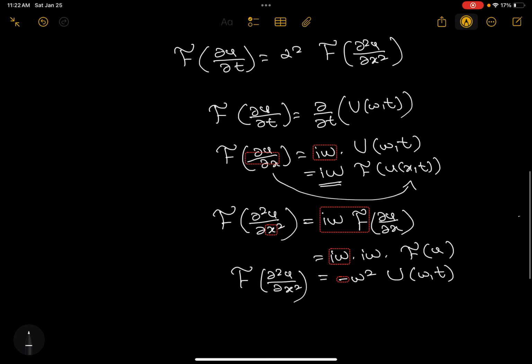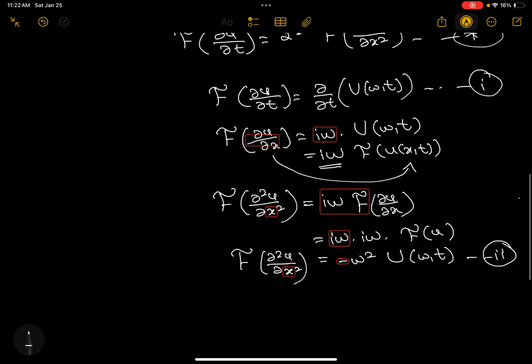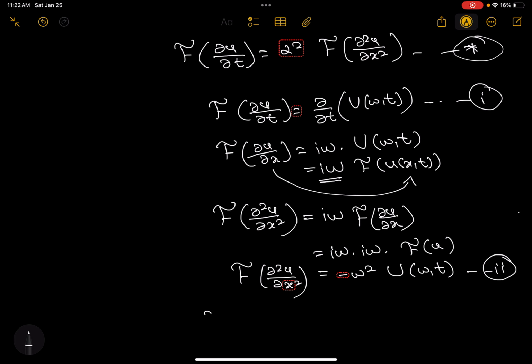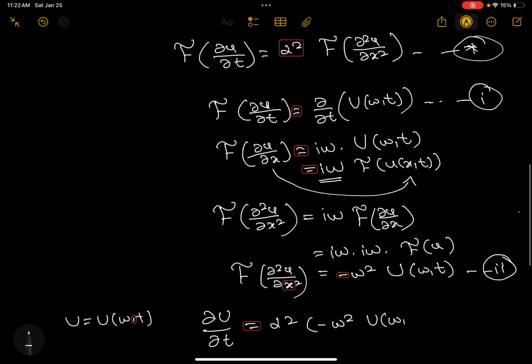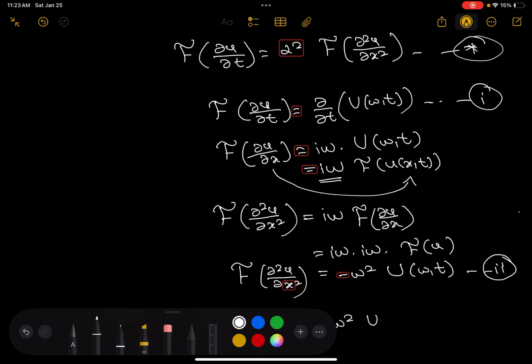So now let's use these two results, this one and this one, in our initial problem over here, right? If we do that, we just get the partial of the Fourier transform of u, small u, which is capital U, a function of omega comma t because it's a Fourier transform. And this is alpha square times negative omega square times the Fourier transform. Let me not write that U is a function of omega and t again and again because that makes it messy. You know that, right?